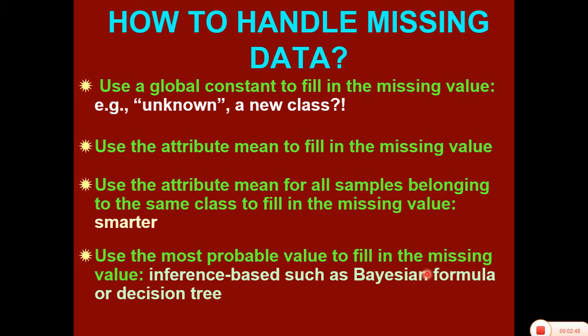So you're supposed to use a global constant to fill out the missing data, and you're supposed to use the attribute mean to fill the missing value, or the attribute mean of all samples that belong to the same class, and it should be the most probable value to fill the missing value.